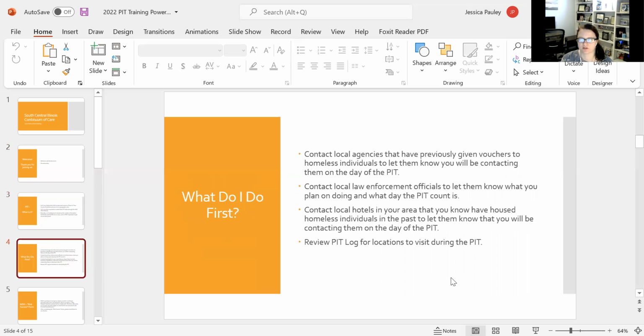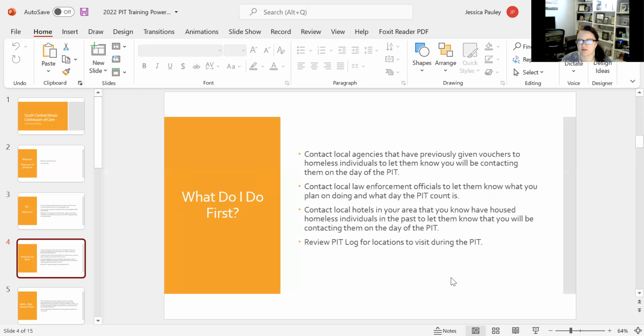So what do we do first? The first step we'd like to do for the point-in-time count is to contact local agencies that have previously given vouchers to homeless individuals to let them know that you'll be contacting them on the day of the point-in-time count. These agencies could be SSVF, Catholic Charities, churches, all sorts of agencies like that that have given hotel vouchers in the past. We also would like you to contact local law enforcement officials to let them know what you plan on doing and what day the point-in-time count is.